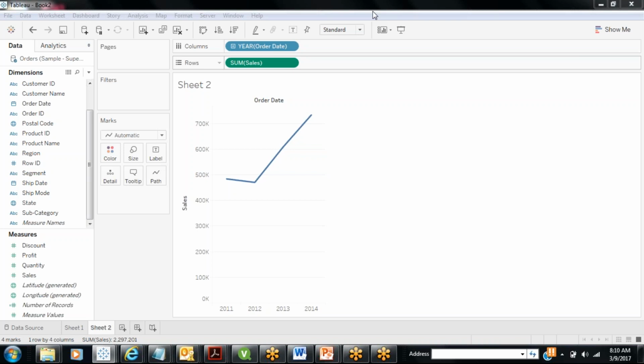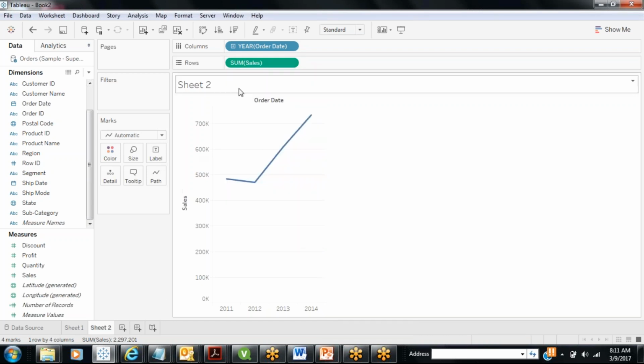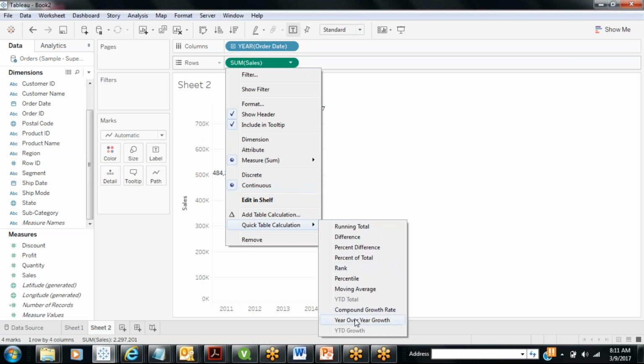So year over year growth. Here one is compound growth rate and the other is year over year. It means from your current year to any previous year, that growth you will compare, right? So for example, this is your 484. Now I go and take this year over year growth.